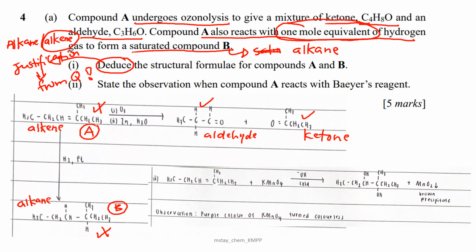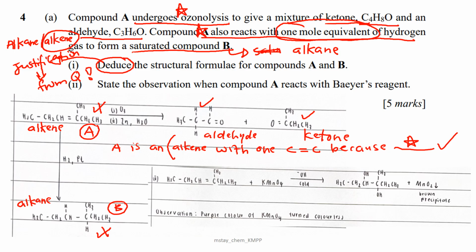So what you can write down is, A is an alkene with 1 carbon-carbon double bond because it can react with 1 mole equivalent of hydrogen gas and undergo ozonolysis. Okay, so you copy this from the question. For this statement, you will get 1 mark because you can give this alkene with 1 carbon-carbon double bond. Then you will tell us that B is an alkane.